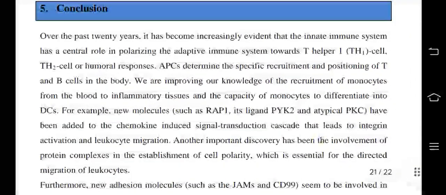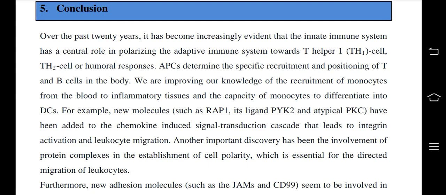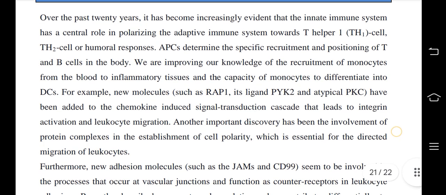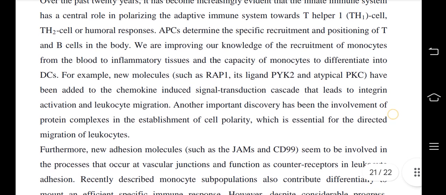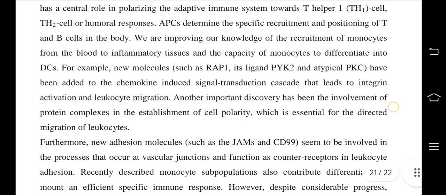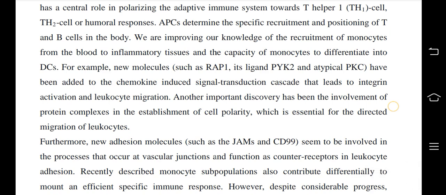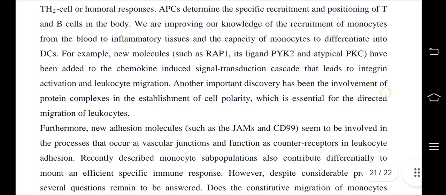In conclusion, over the past 20 years, it has become increasingly evident that the innate immune system has a central role in polarizing the adaptive immune system towards a T helper 1 cell, Th2 cell, or humoral response. APCs determine the specific recruitment and positioning of T and B cells in the body. We are improving our knowledge of the recruitment of monocytes from the blood to inflammatory tissue and the capability of monocytes to differentiate into DCs.